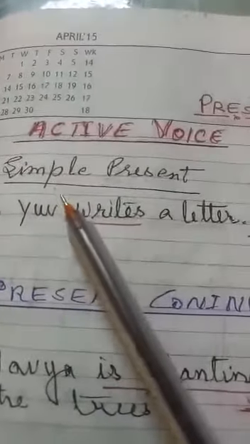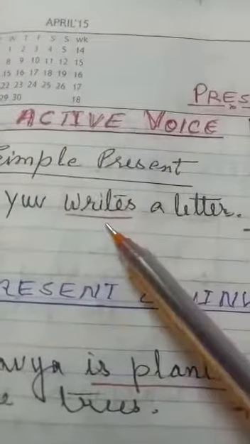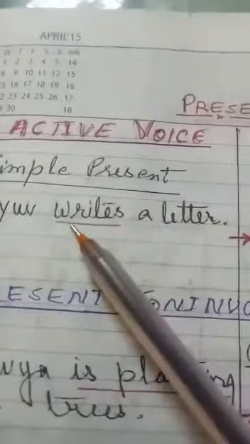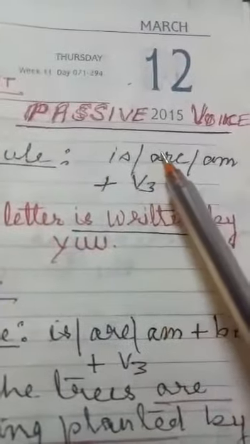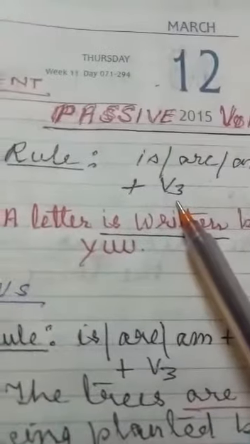In the present tense, I have already given you in the previous video the rules and the tenses of the simple present. So I have here only given you the example without the rules. In making the passive, the rules are is, are, am plus third form of the verb.